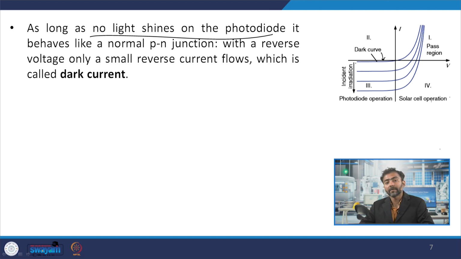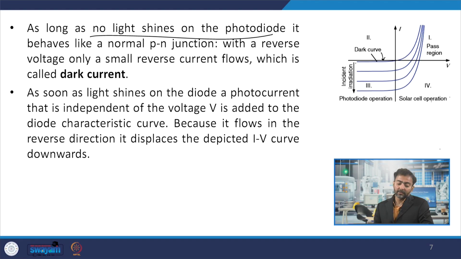But the interesting thing happens when light is incident on the photodiode. As soon as light shines on the diode, a photocurrent that is independent of the voltage V is added to the diode characteristic curve. Because it flows in the reverse direction, it displaces the depicted IV curve downwards. As we increase the incident irradiation, the graph shifts downwards. More irradiation means more photocurrent.